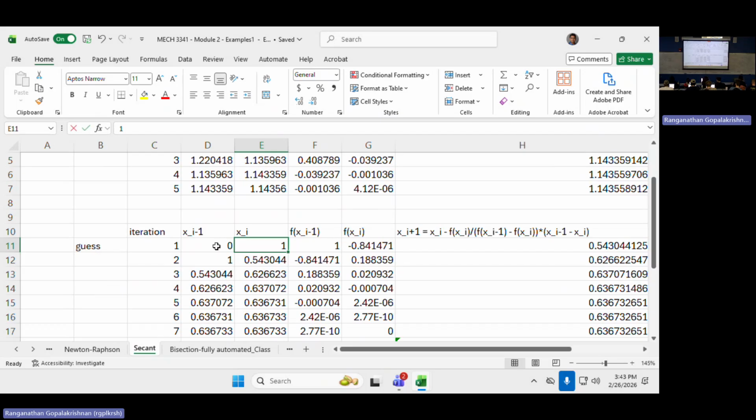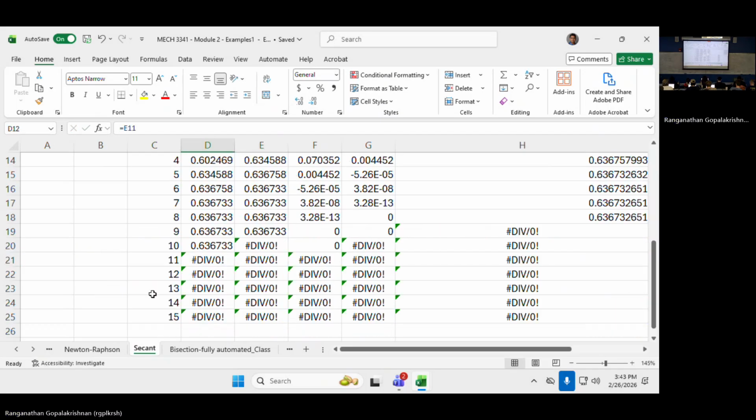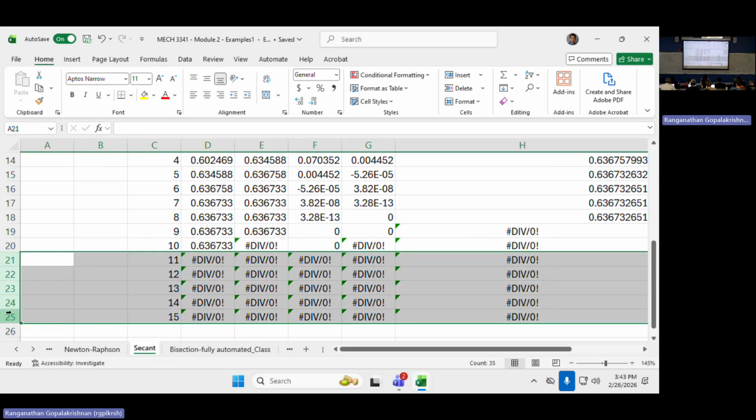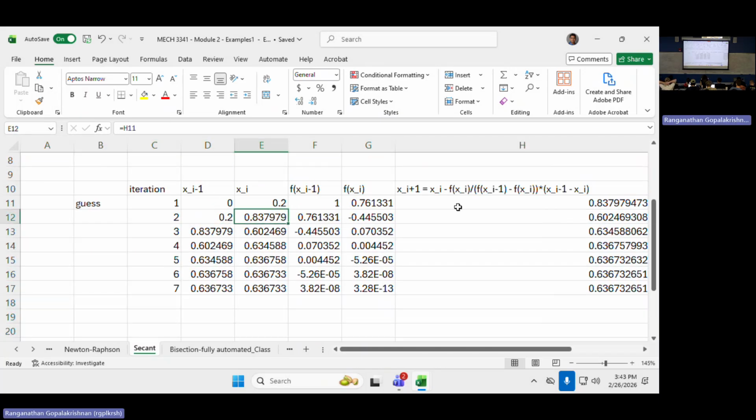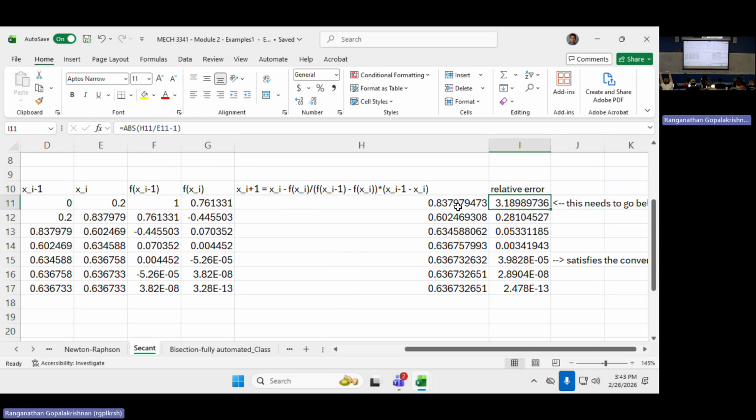So I'll get it back to 0 and 0.2. Delete all this. So then stopping criteria, how do you stop this thing? Over here in this column I have what I call relative error, which is essentially the difference minus 1 or ratio minus 1.